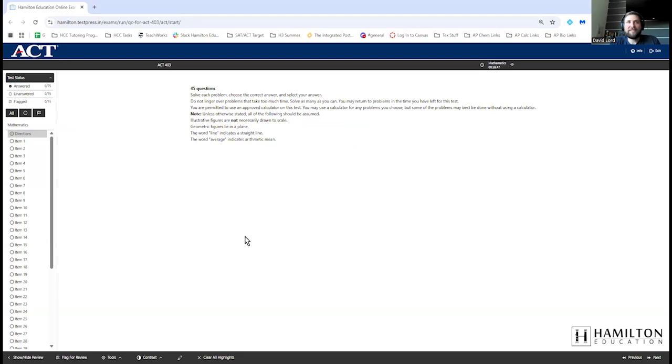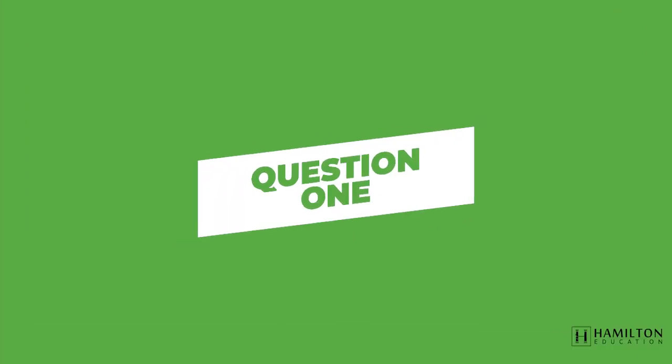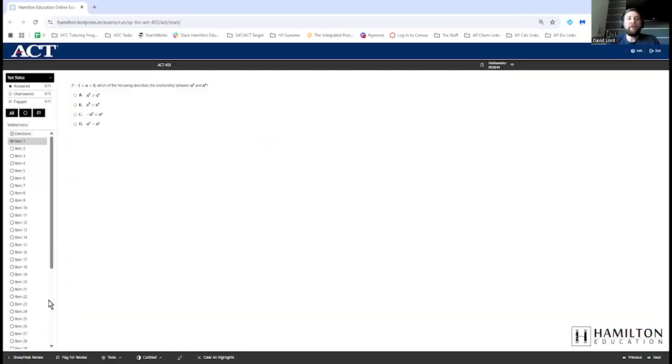All right, let's begin. Question 1. If -1 is less than a, which is less than 0, which of the following describes the relationship between a cubed and a to the 4?